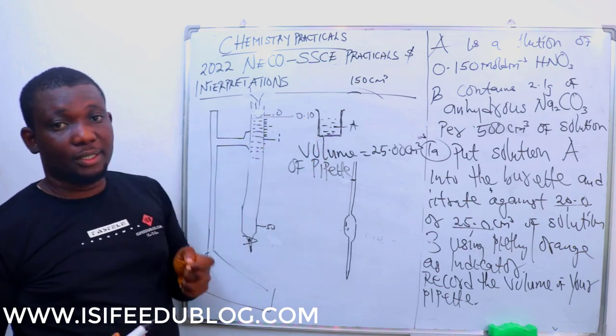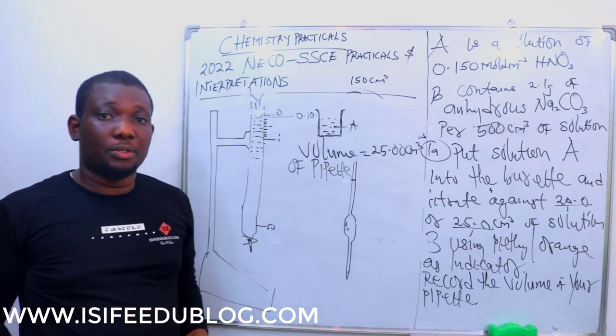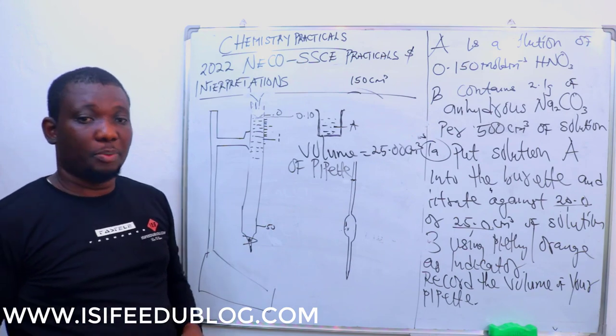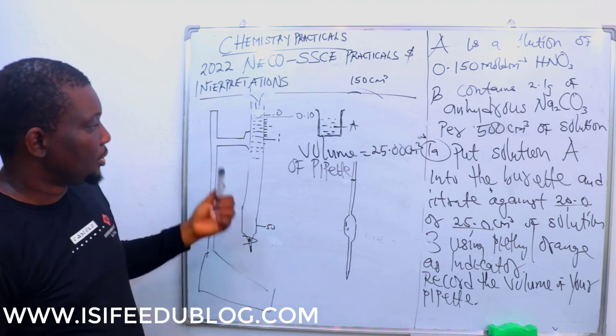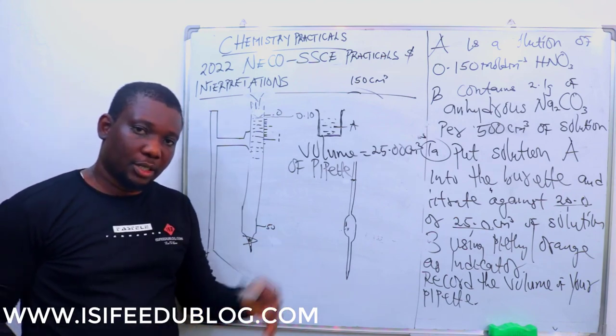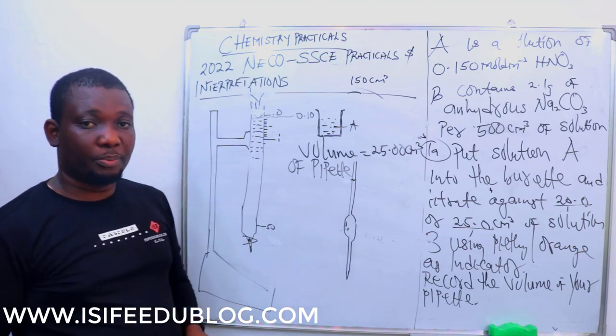That is the initial reading. It can be 0.004 initial. So depending on the choice of your initial, that's my choice, is 0.10. Now, having done this, next is to use this piece of apparatus.